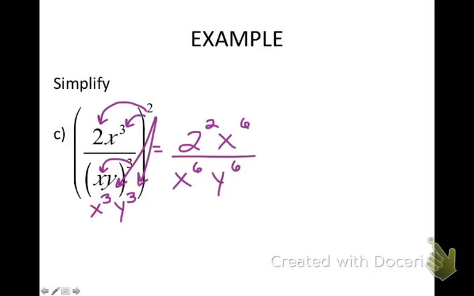Okay? Where are my bases? X's, what's going to happen to your X's? 0 and 1. They're going to go to nothing, to 1. I guess I shouldn't say nothing. It goes to 1, so we don't need to write it. 2 squared is 4, and then we're just left with y to the 6th power.